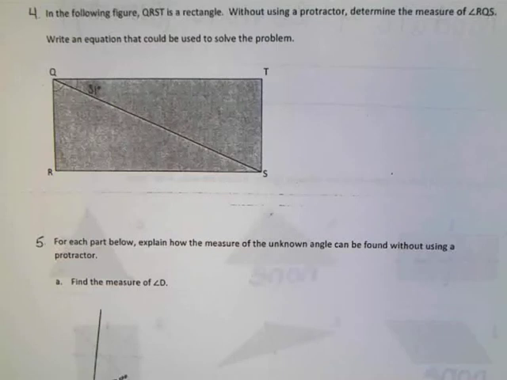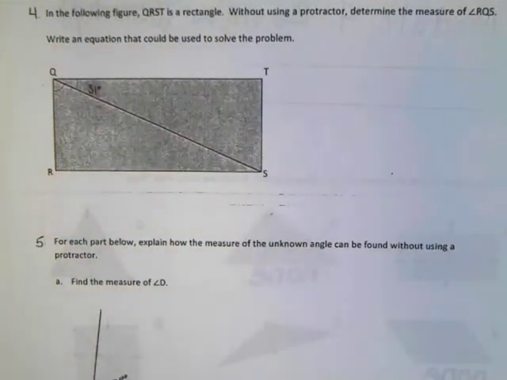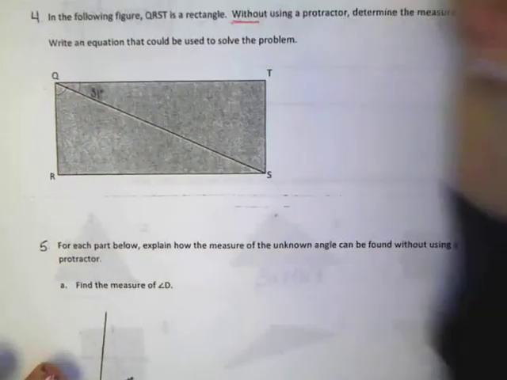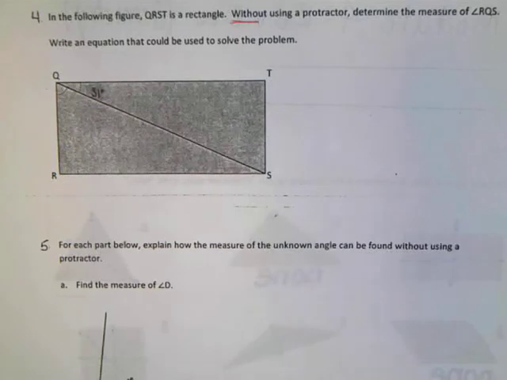Alright, in the following figure, QRST is a rectangle. We can see that right there. Without using a protractor, determine the measure of RQS. Let me find RQS. I'm going to get my marker here and outline it so I can find it.